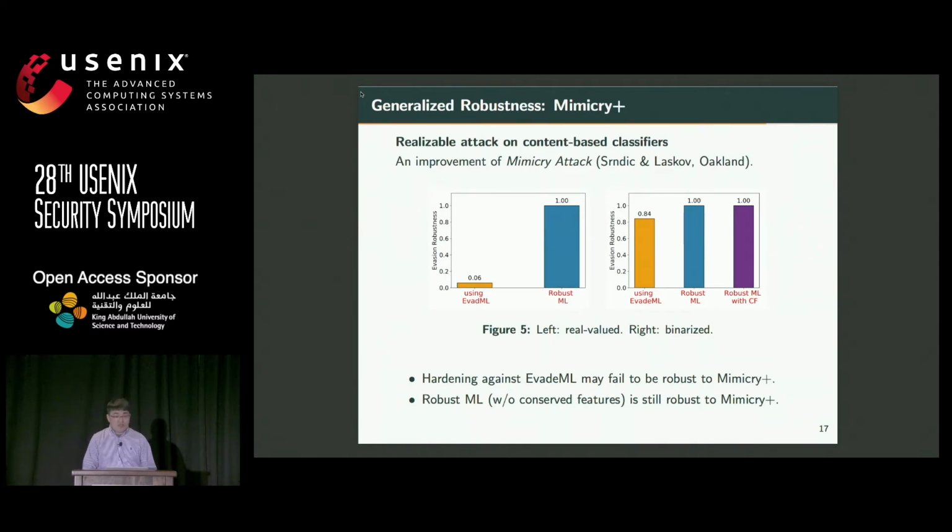The first we use is Mimicry Plus, which is an improvement of the Mimicry attack. And we found that if we defend with EvadeML, one of the realizable attacks, it may be vulnerable to other kinds of realizable attack, that is Mimicry Plus. However, if we defend with the feature space model, it still remains robust to Mimicry Plus.